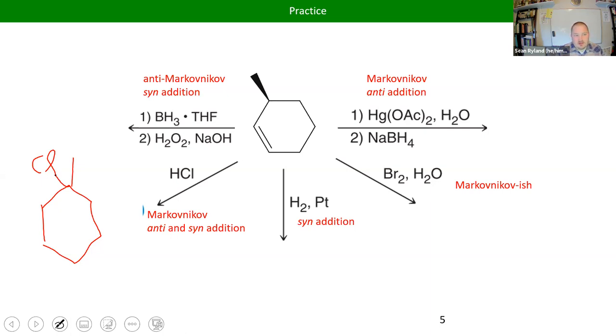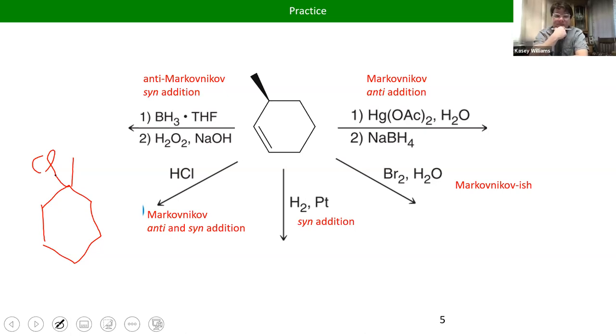Then how about the oxymercuration reaction? What is that gonna give us? Top right. Any thoughts? Is it the same thing?